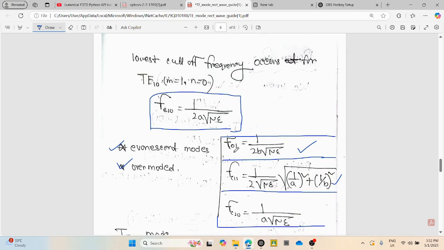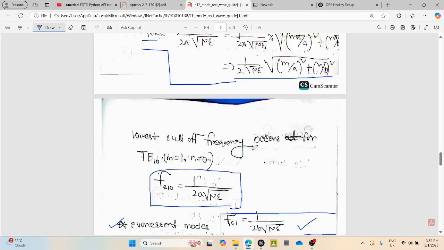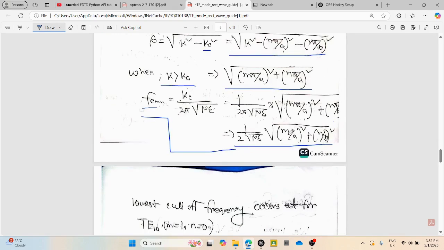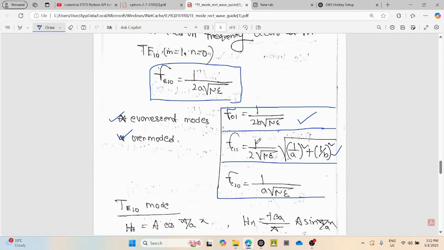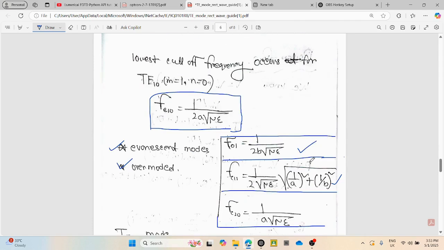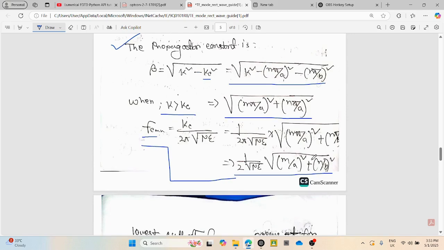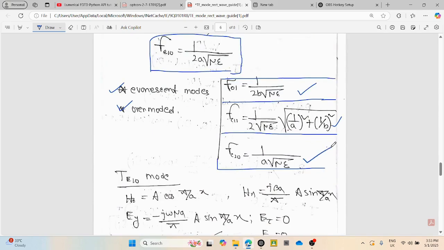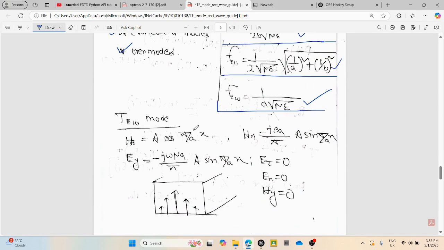For fc01, m is 0 and n is 1, and if we plug in these values, we get the equation of fc01. Similarly, for fc11, we put m equal to 1 and n equal to 1. Again, for fc20, m is equal to 2 and n is equal to 0. We get these equations. Now we will discuss a bit about the TE10 mode.